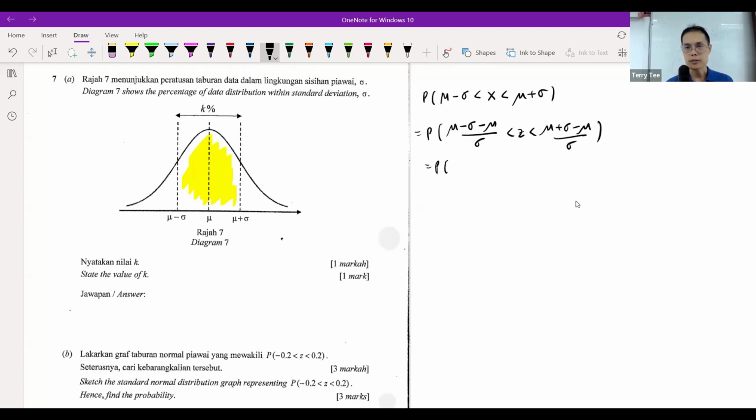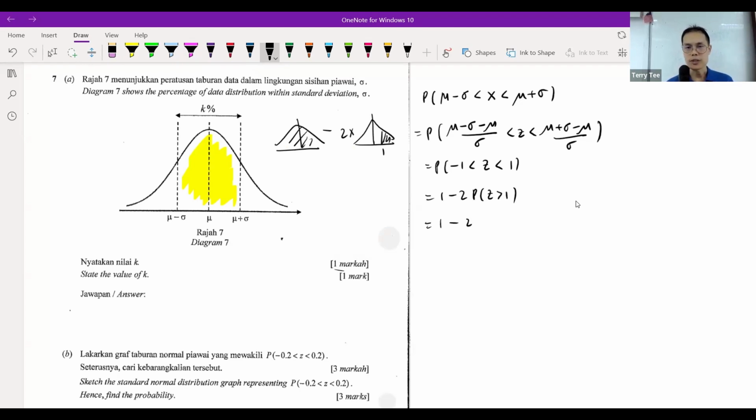You minus mu divided by sigma. So this will give us negative sigma. The mu and mu cancel out. Negative sigma divided by sigma is -1. This is z. Again, sigma divided by sigma is 1. So it's between -1 and 1. But since this is only 1 mark, I can skip this step. If you understand this, you can go straight to -1 and 1. So -1 and 1 means we have to use 1 minus 2 times the upper tail. So 1 minus 2 P(Z greater than 1).